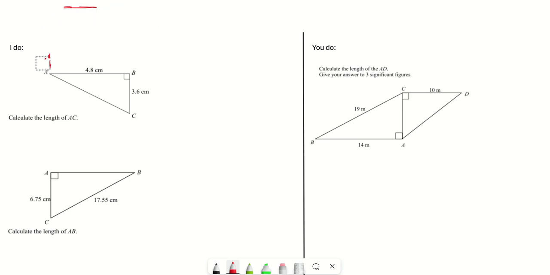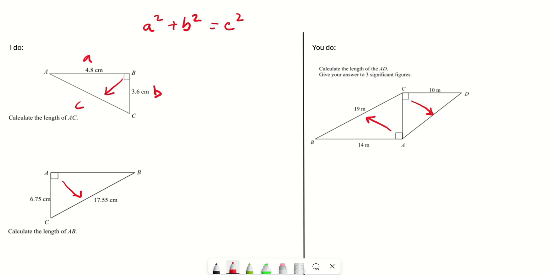So the rule is a squared plus b squared equals c squared. A and b are always the smaller sides and c is always the longer side. How do we identify the longer side? It's always opposite the right angle. Okay, so that's always the longest side.